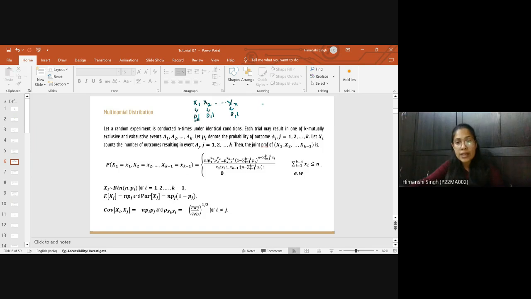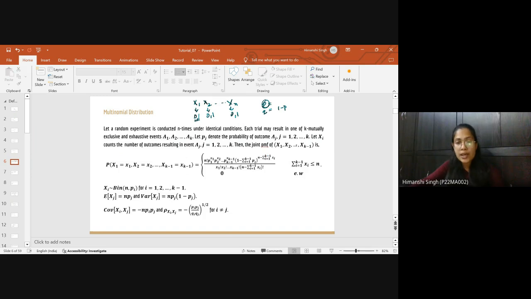In the binomial case we have p to be the probability of success and q to be the probability of failure, which is basically 1 minus p. So there we have only one parameter p, but now here we have pj, j going from 1 to k, as the probability of the outcome aj. Now again xj is a random variable which counts the number of outcomes resulting in event aj, for j equal to 1 to k. Then the joint PMF of x1, x2, up to xk minus 1 is given by this expression.